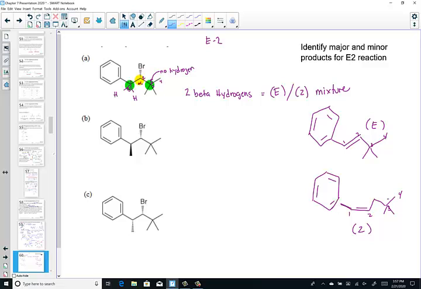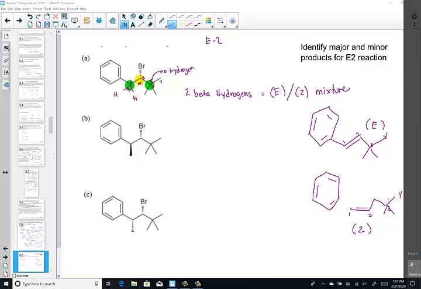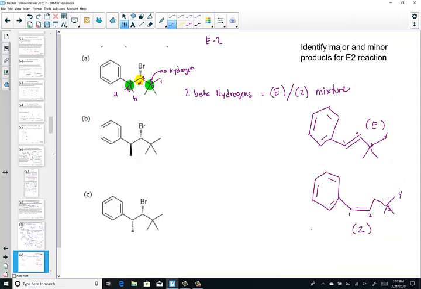Let's look at letter B. Letter B, I can find that beta carbon. There's no hydrogens there. So that means I can only focus on the hydrogen that's in position next door to the halogen. This is the alpha, this is the beta. Unfortunately, the hydrogen is in a syn position. They're both dashes. We need them to be anti. We need one to be a dash, one to be a wedge. That means we have to rotate the bond.